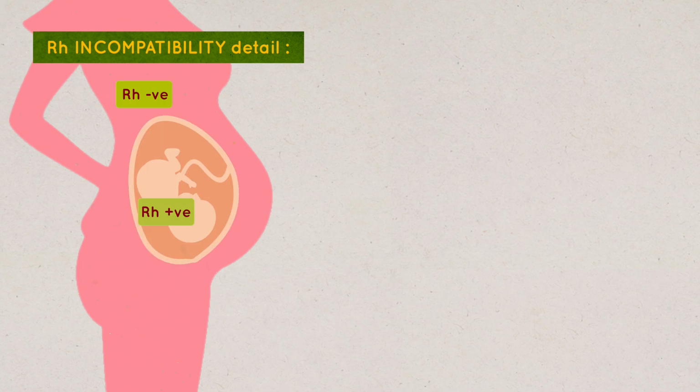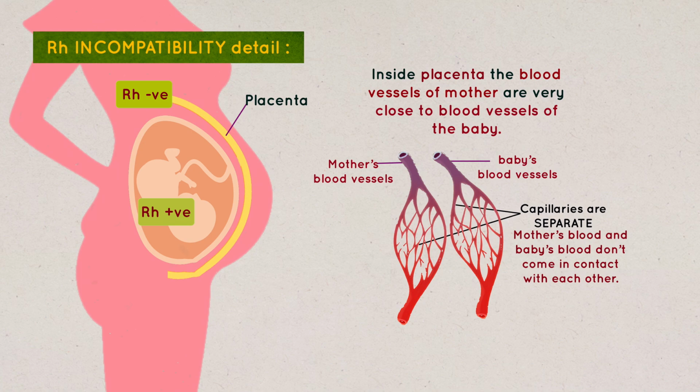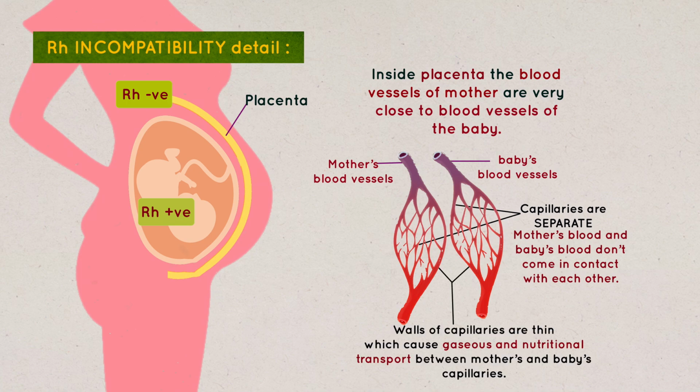This is a figure for belly of pregnant woman. Let's suppose she is Rh negative and she is having a fetus that is Rh positive. A placenta develops in between mother and fetus. Inside placenta, the blood vessels of mother and baby are very close to each other, but the capillaries of mother are separate from capillaries of fetus, so the blood of these capillaries don't come in contact with each other. But the walls of the capillaries are extremely thin, which causes gaseous and nutritional transport between mother's capillaries and fetus's capillaries. Now let's see what happens during first pregnancy of Rh incompatibility.